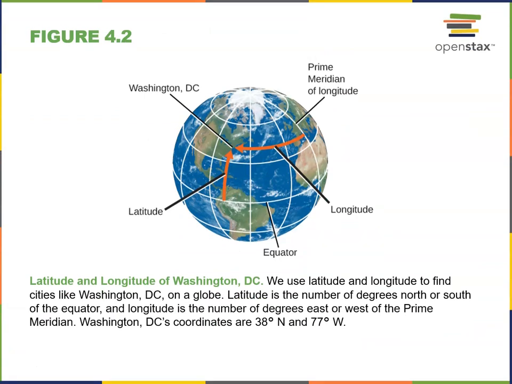So here we can see the location of Washington, D.C. The latitude is the number of degrees north or south. In DC's case, it is 38 degrees north, while longitude is the number of degrees east or west of what we define as the prime meridian. In DC's case, this is 77 degrees west. Each coordinate gives a unique location on Earth's surface.